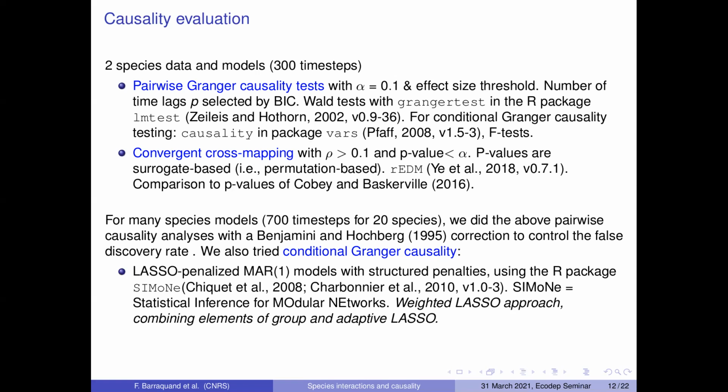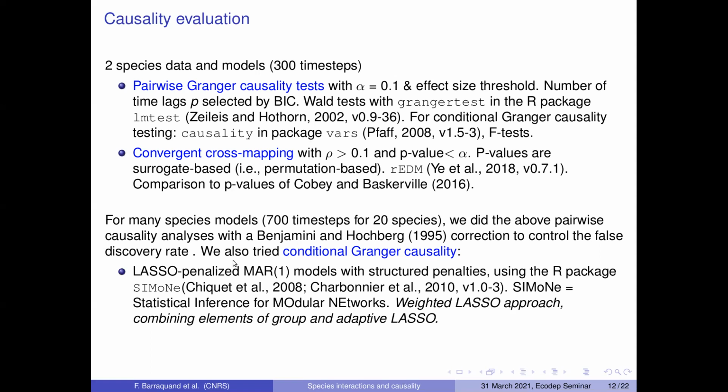But there are more sophisticated methods that allow you to keep the same Fourier spectrum, for instance, but erase the cross correlation between time series. And we've done this in the package rEDM, which implements this convergent cross mapping. Now, for the many species models, of course, if we do pairwise analysis, we make many comparisons. So we consider the Benjamini and Hochberg correction to control the false discovery rate.